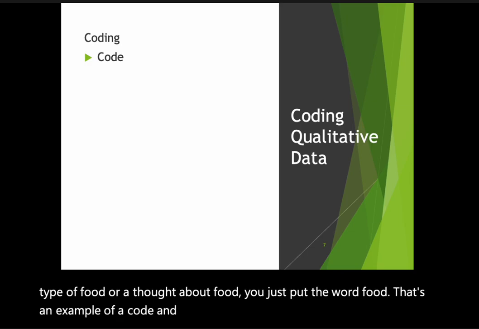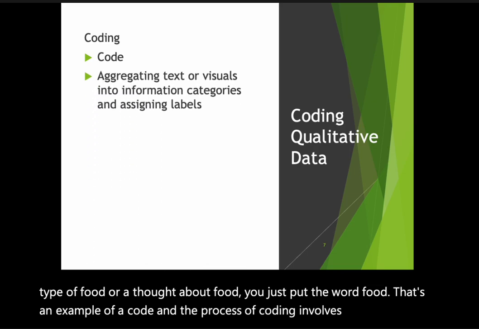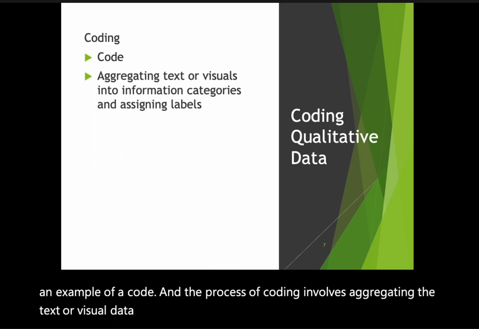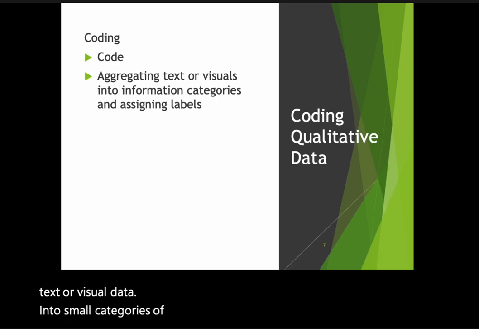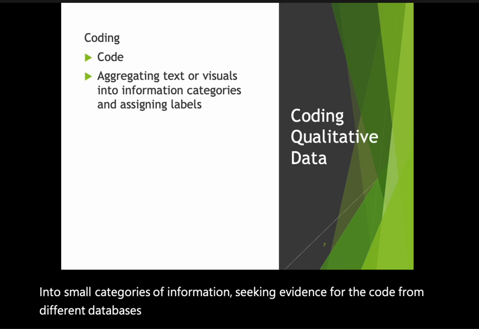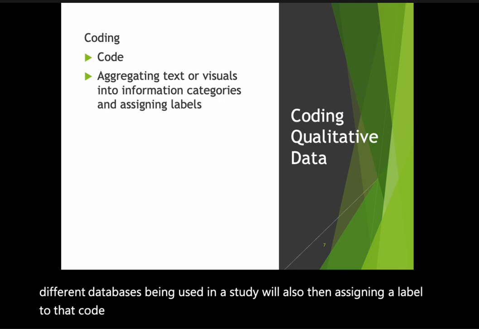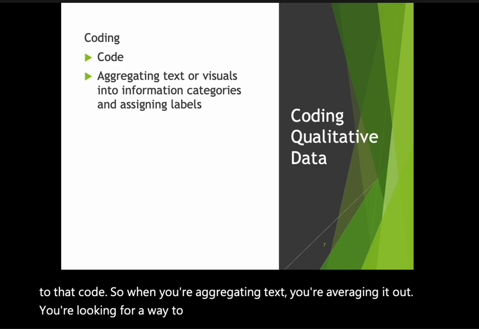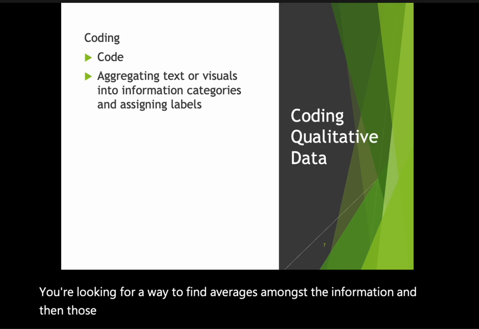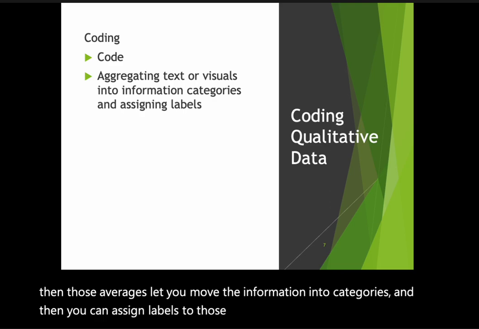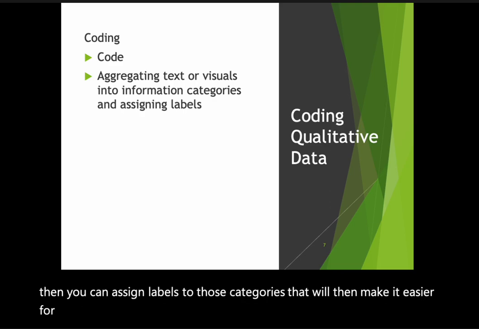And the process of coding involves aggregating the text or visual data into small categories of information, seeking evidence for the code from different databases being used in a study, while also then assigning a label to that code. So when you're aggregating text, you're averaging it out. You're looking for a way to find averages amongst the information. And then those averages let you move the information into categories, and then you can assign labels to those categories that will then make it easier for you to understand the data.